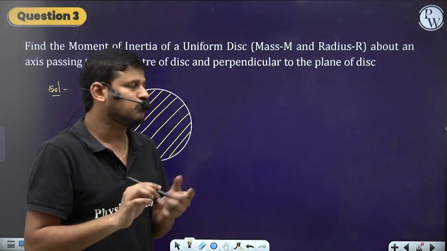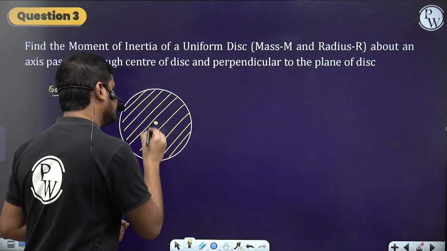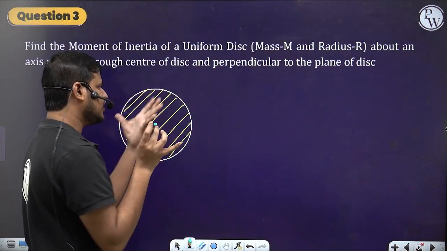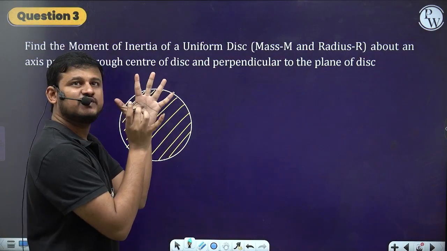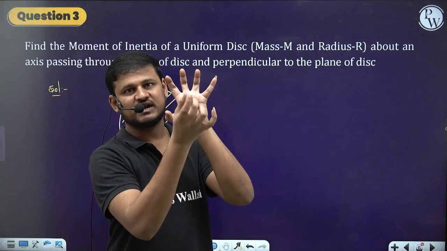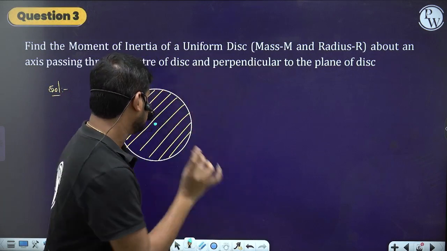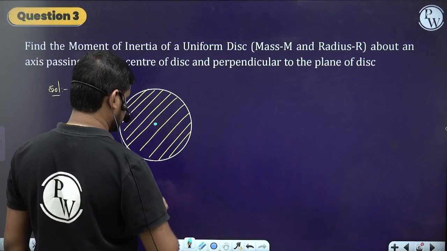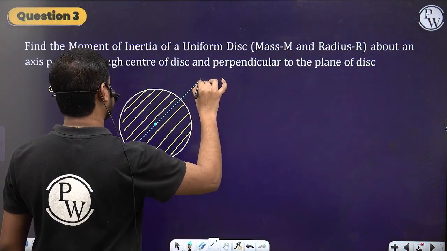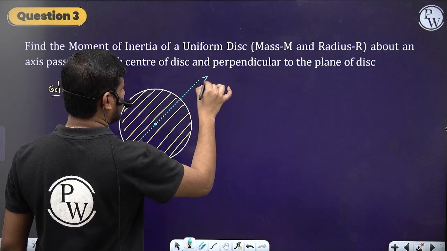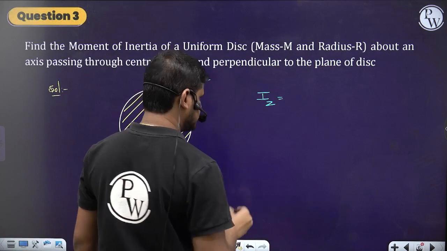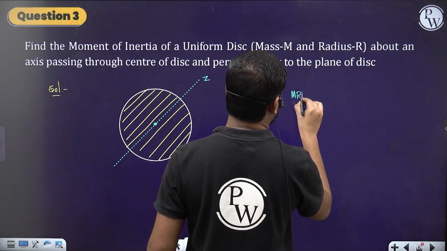Now you are finding the moment of inertia about its axis, which is perpendicular to the disk. That means if you are holding the disk like this, then about this axis you are finding the moment of inertia, guys. Generally in 2D I can represent that as this one. This is the z axis, the perpendicular axis. So the moment of inertia about z is equal to mr square by 2.